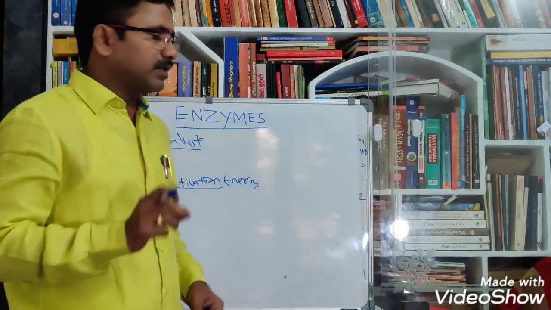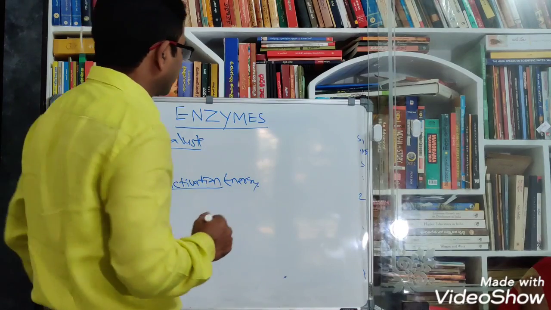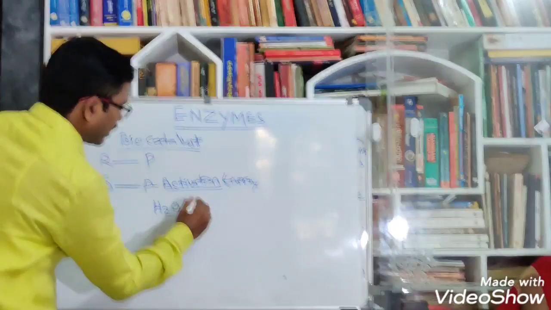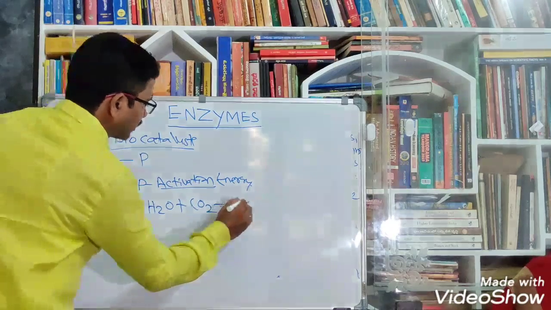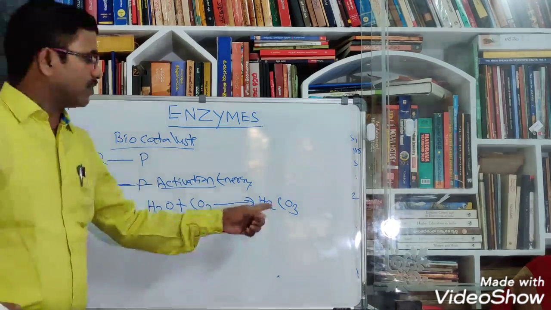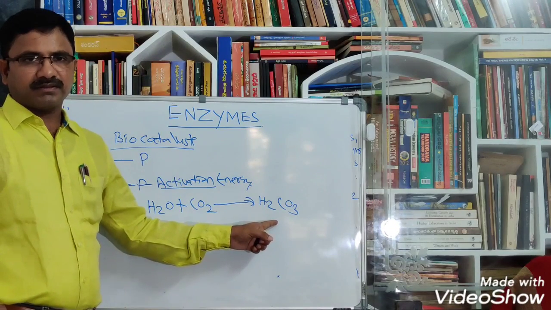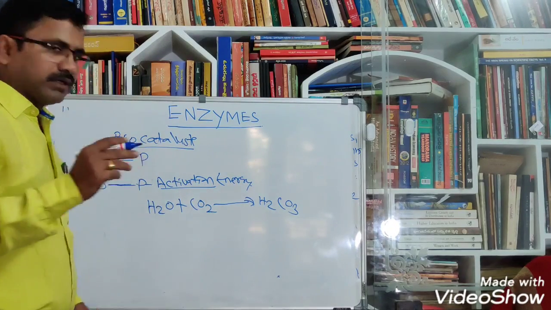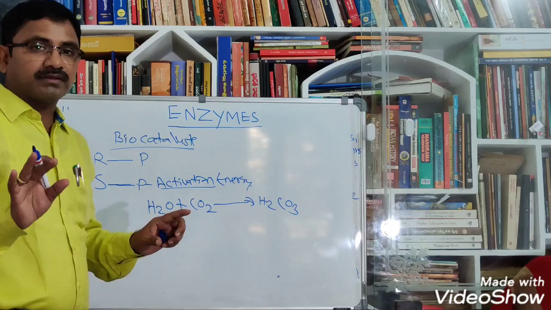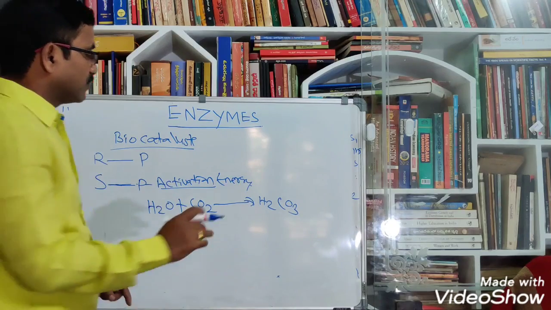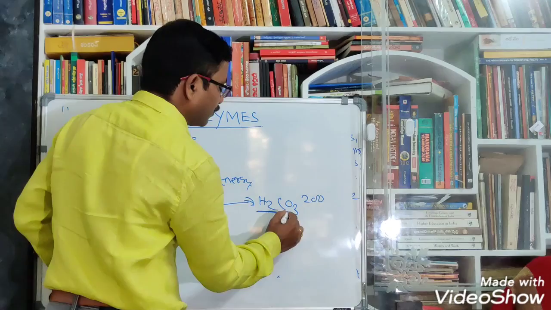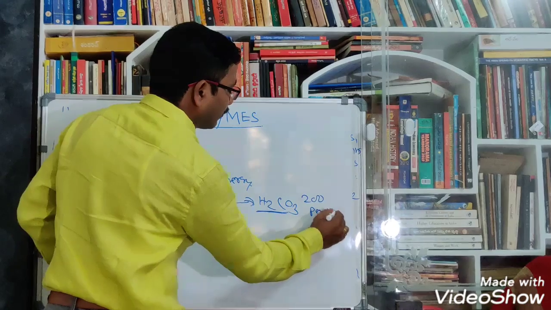For example, I can give one popular, common, general example. You all know H2O reacts with carbon dioxide to give H2CO3. It is popularly called carbonic acid. So if it is an uncatalyzed reaction, only 200 molecules of carbonic acid are formed per hour.